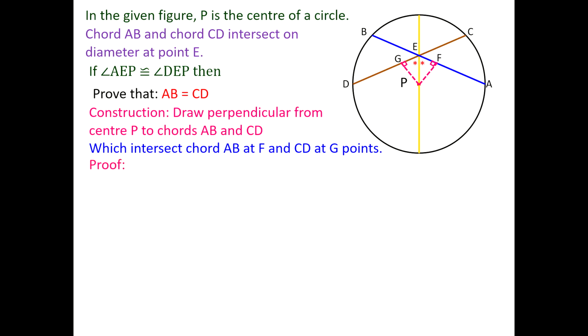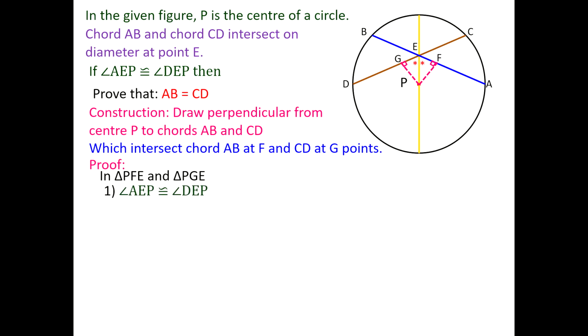Now we're going to prove the two triangles congruent. I hope we remember we have learned that when the two chords of a circle are equidistant from the center, they are congruent. The same property we'll use. For that we are trying to prove GP congruent to PF. So we are taking triangle PFE and triangle PGE.